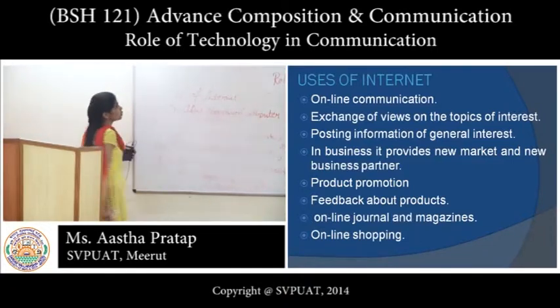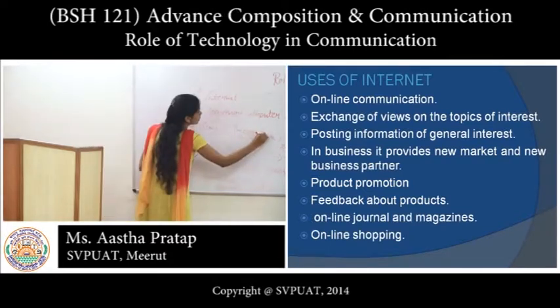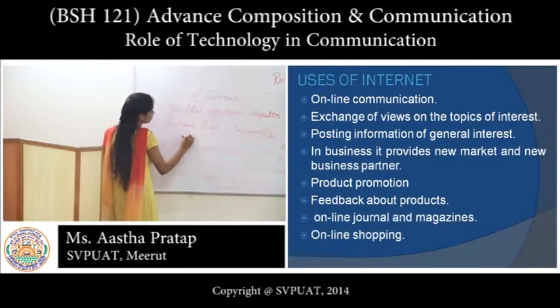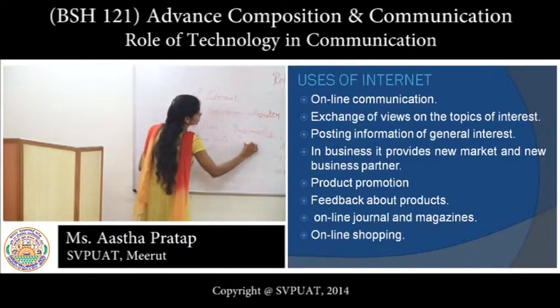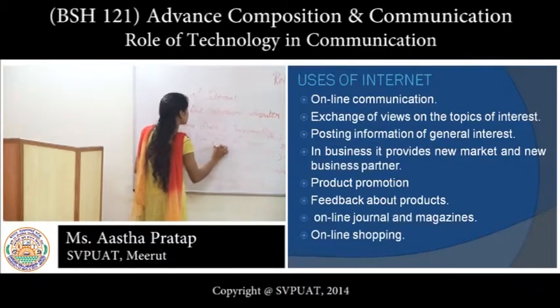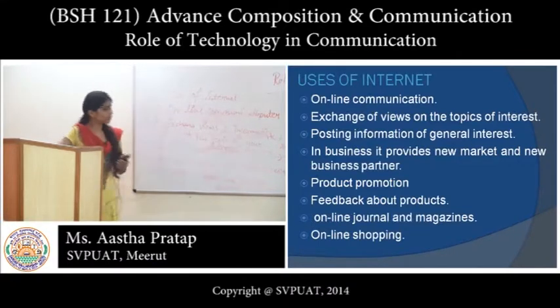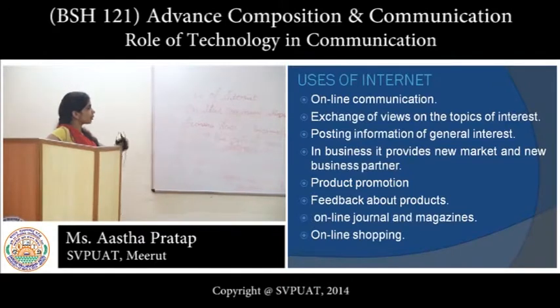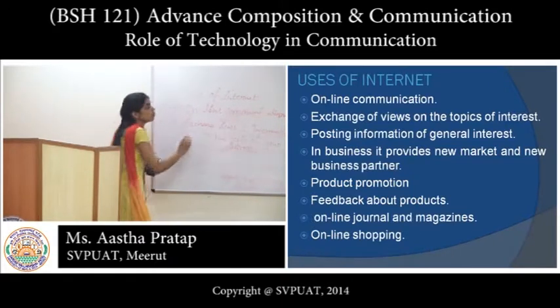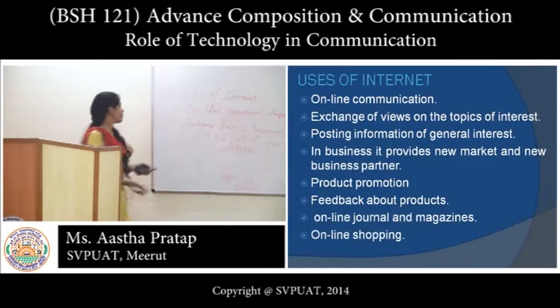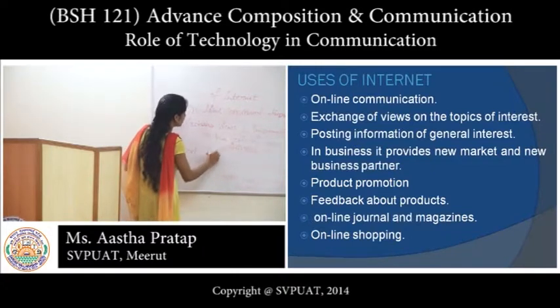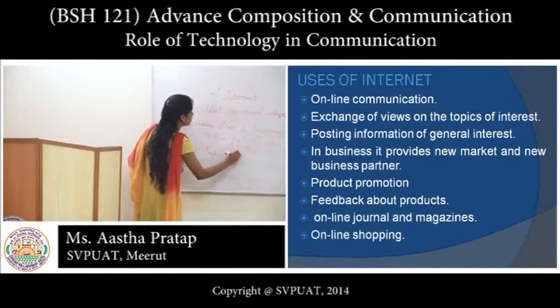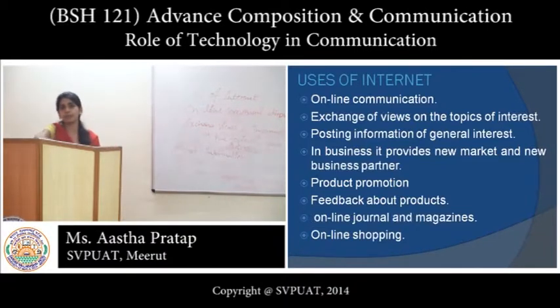Then it gives way to exchange your views and information on the topic of your interest. Means you can share your ideas and views on your interesting topic. If you are interested in any topic, then you can exchange your ideas, views and information over the internet with other people. Then the next one is you can post information over the internet. Means you can provide information to people about different things, or in a particular area in which you want to give further information.